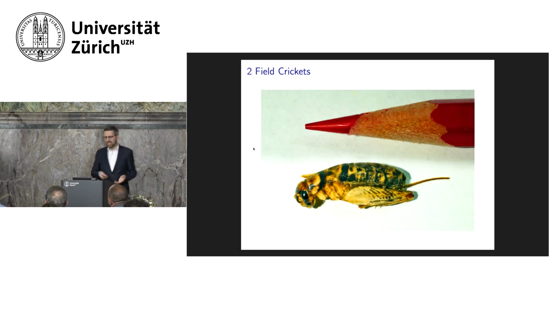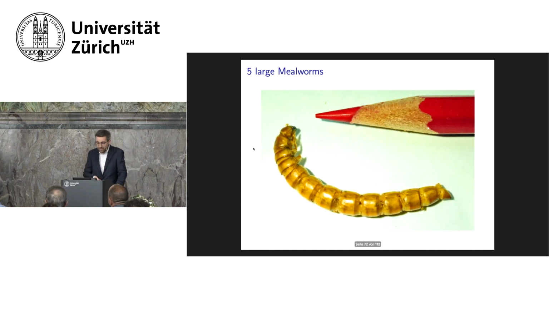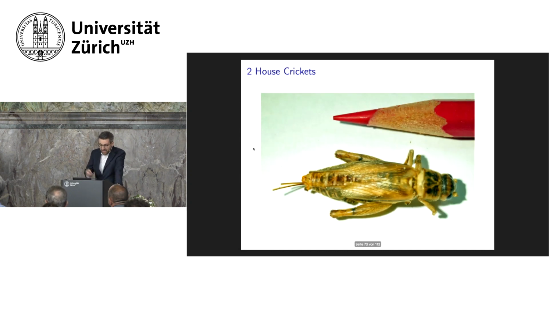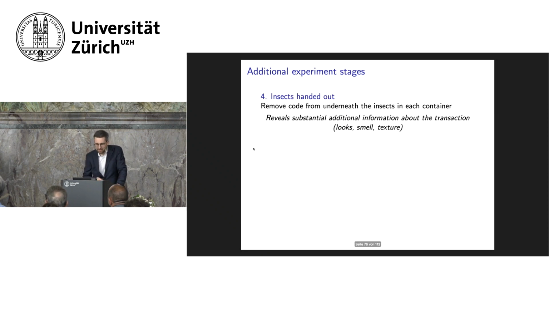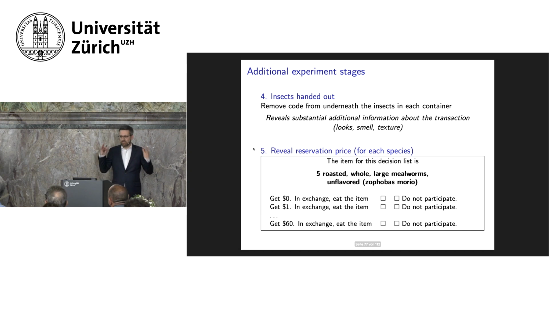You're going to interact with all of these insects: 2 field crickets, 5 mealworms, 2 house crickets, 3 silkworm pupae, 5 mole crickets. These are the worst. They smell really bad, too. But after you have that information, I ask you, well, now you know what this entails. What's the least amount of money for which you're willing to do this?